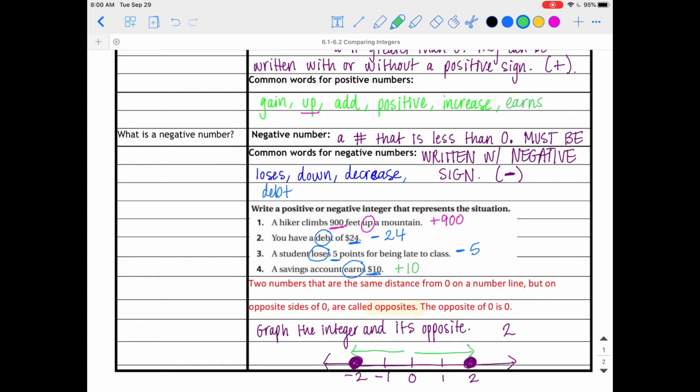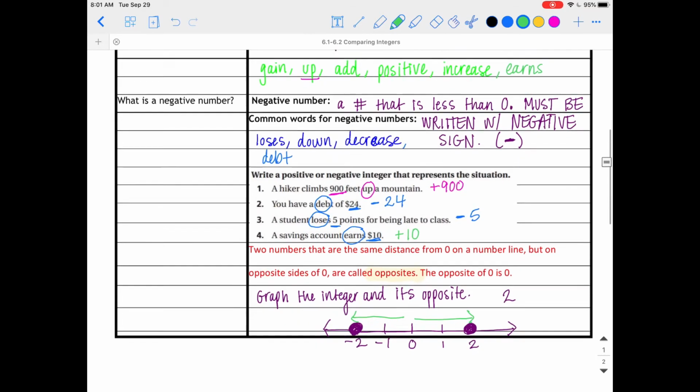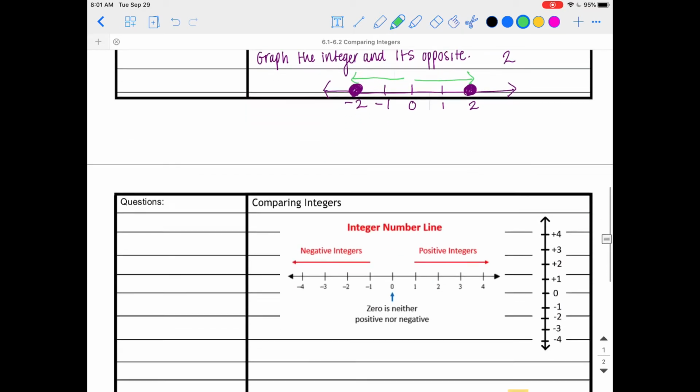All right, so when you're asked to graph an integer and its opposite, all you do is basically draw a number line if it's not already there for you, and put little dots on the point for the integer and the point of its opposite. Remember, the opposite will always just be the same whole number with a different sign. So 2, if it's positive, we put a negative, -2 and +2 are opposites. Okay, let's go ahead and move on with our lesson.